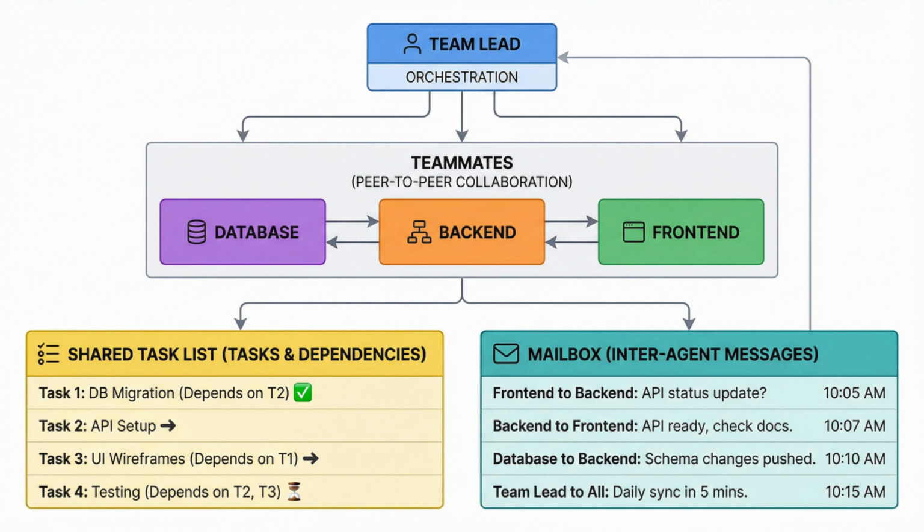The mailbox enables inter-agent communication. Any agent can message any other agent or broadcast to all. Messages are delivered automatically, and agents get notifications when messages arrive. This enables real-time coordination. The backend finishes an endpoint and messages the front end with route details, or the database broadcasts that migration is complete. Together, these 4 components enable autonomous agents to coordinate through structured communication and execute true parallel collaboration.